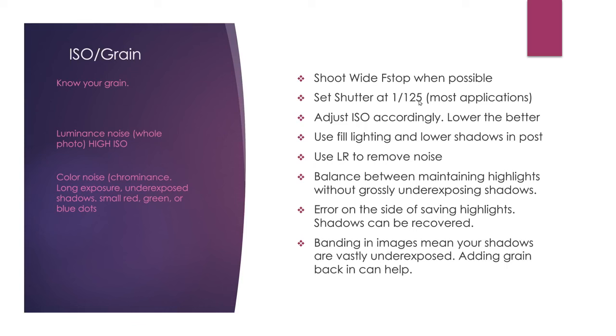So err on the side of saving your highlights, but really try to balance between the two. Banding in the images means your shadows are vastly underexposed. So if you have a crop sensor or you really underexpose your shadows, when you try to pull it back, you'll get weird banding. It looks kind of like a tree. Just to add grain, that will help. Yeah, actually you have to add grain, right?